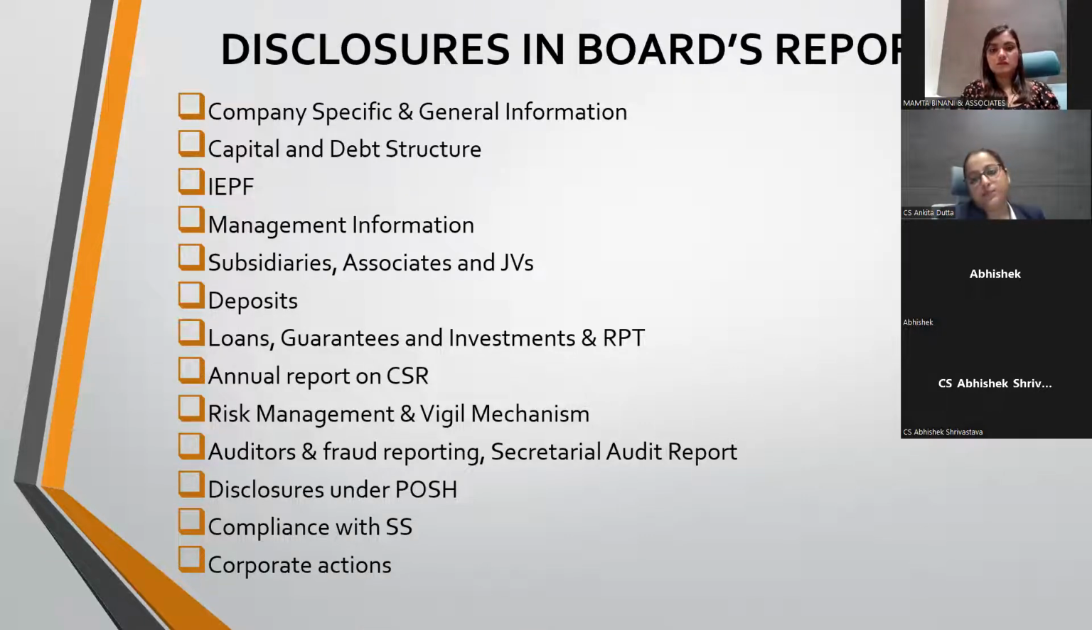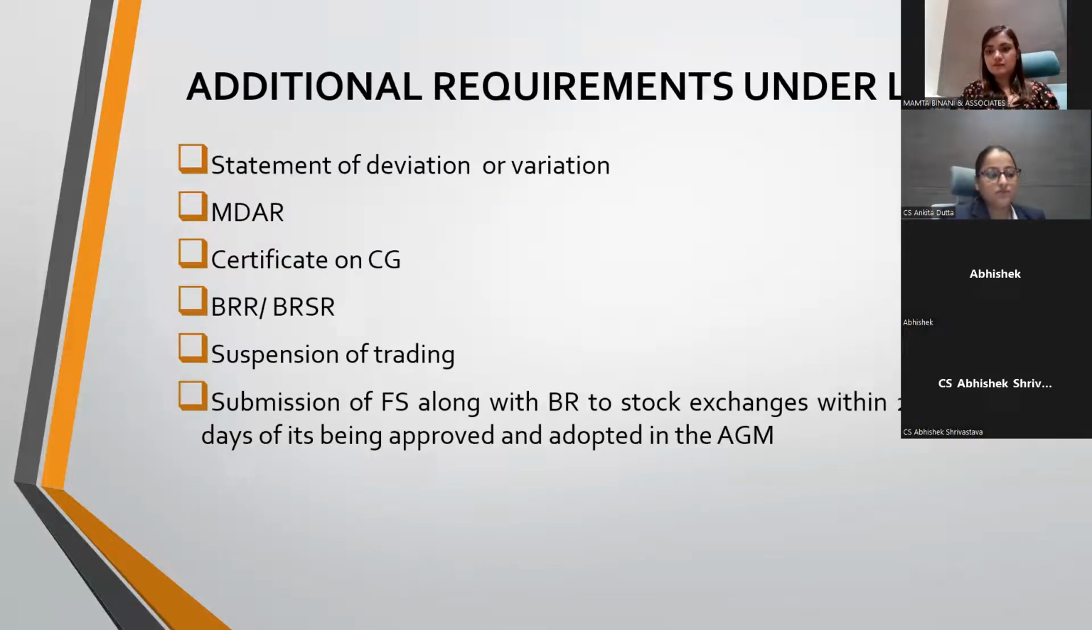Next, suppose my company is in a merger. You have to give the details of that particular merger, what the orders are, and what the status of that merger is before the tribunal. You have to give all such details in the board's report. Apart from all these, there are certain requirements which are to be complied with under LODR by the listed entities. Suppose there is a statement of deviation or variation. Those statements are to be included in the board's report.